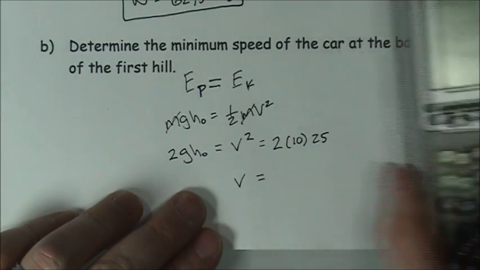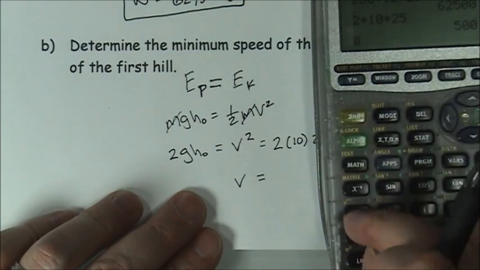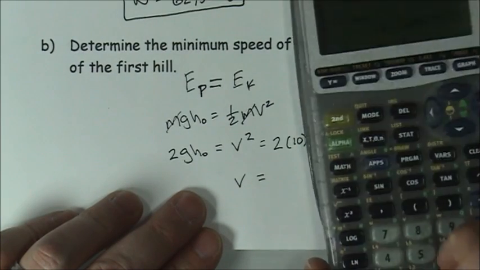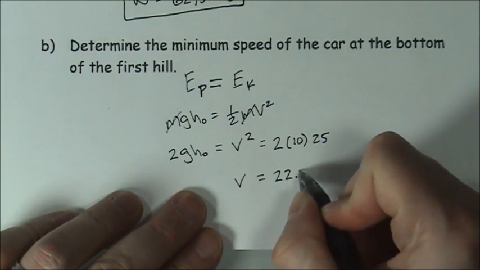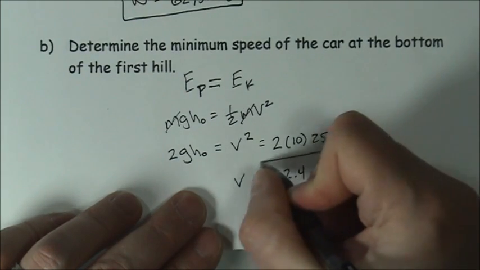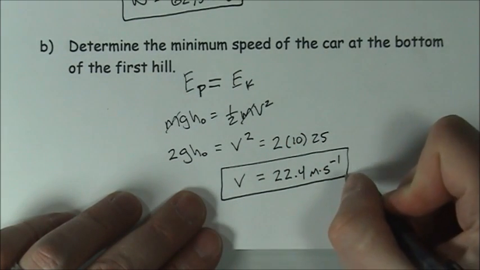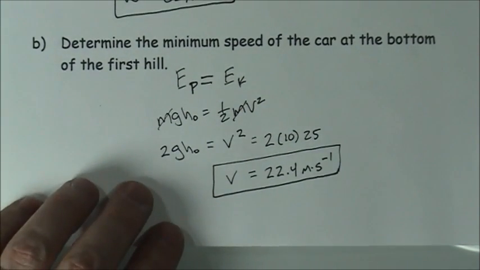So once I get the 2 times 10 times 25, that's 500, and then I need to take the square root of that, and that is 22.4. 22.4 meters per second will be the speed of the car, the minimum speed.